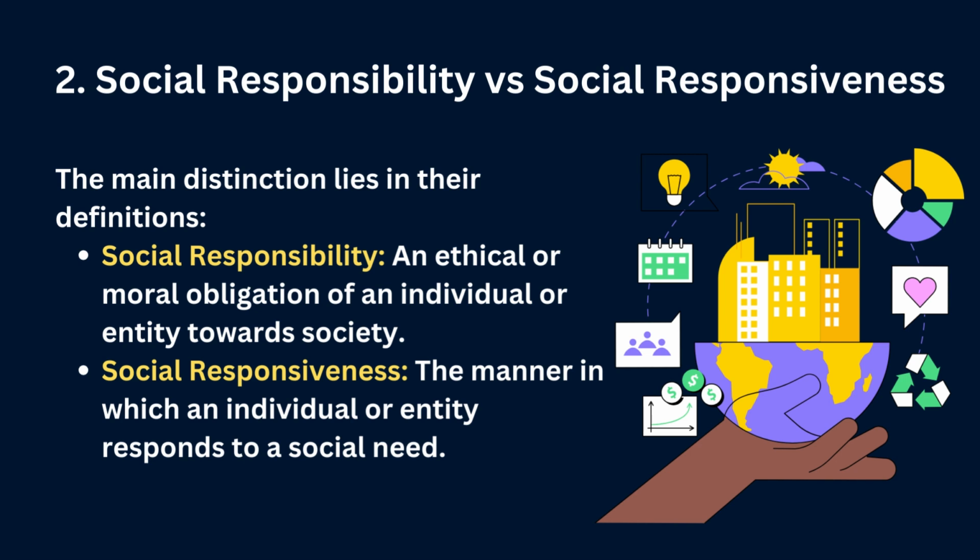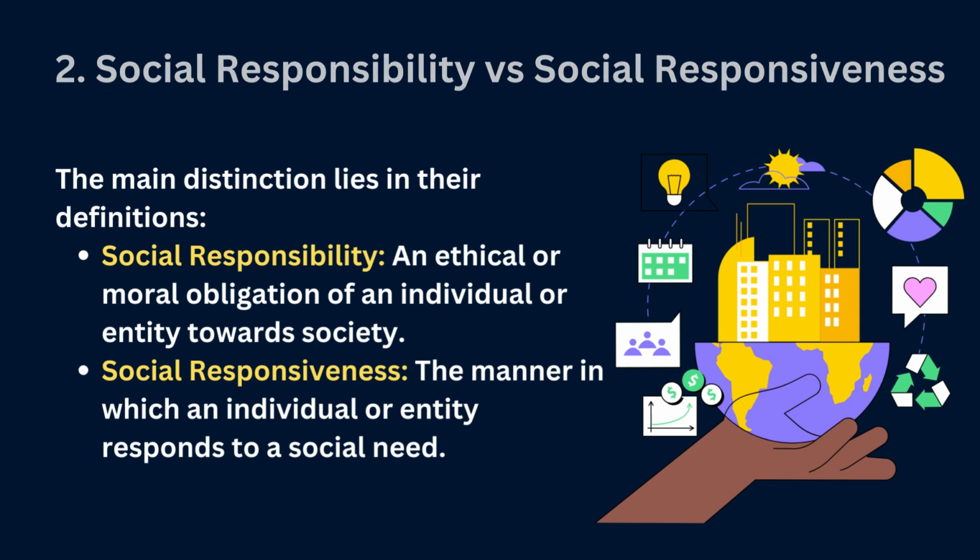Essentially, social responsibility represents a broader, long term commitment to ethical conduct and societal well being, while social responsiveness is more about the timely and adaptive reaction to specific social issues or needs as they emerge. Both concepts emphasize the importance of contributing positively to society, but they differ in terms of scope and timing.